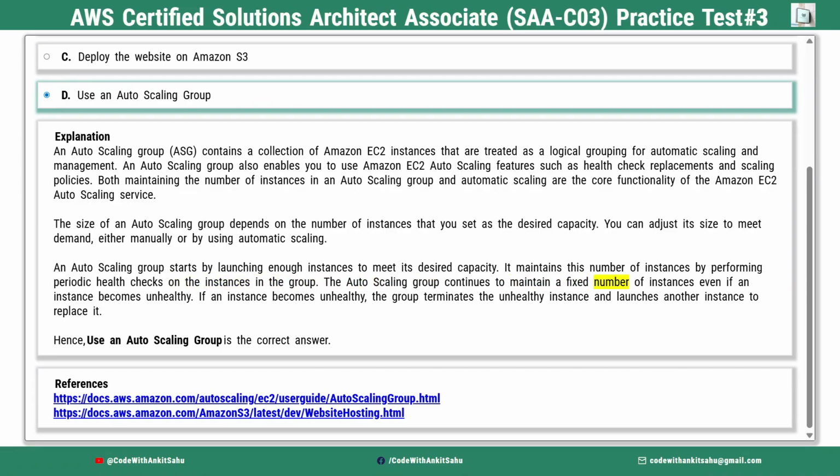The auto-scaling group continues to maintain a fixed number of instances even if an instance becomes unhealthy. If an instance becomes unhealthy, the group terminates the unhealthy instance and launches another instance to replace it. Hence, use an auto-scaling group is the correct answer. References.